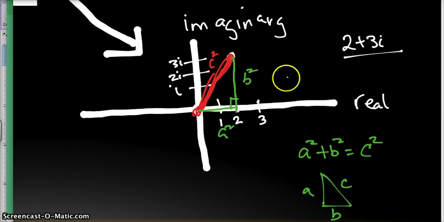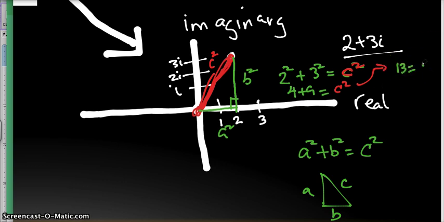So the length of this side is 2, so 2 squared, plus the length of this side is 3, 3 squared, equals c squared. That's what I'm trying to tell you. I know this is a bit involved, but it's in your text and I think it's worth knowing. 2 squared is 4, so we get 4 plus 9 is equal to our c squared. Still trying to find that red length. And then 4 plus 9 is going to give me 13. So I have 13 is equal to c squared.